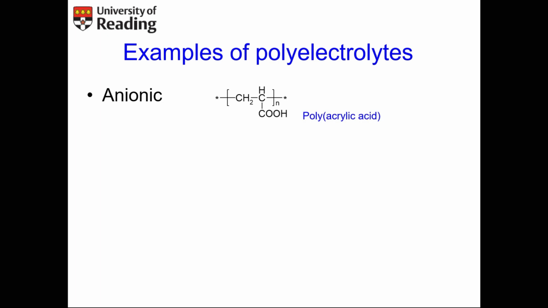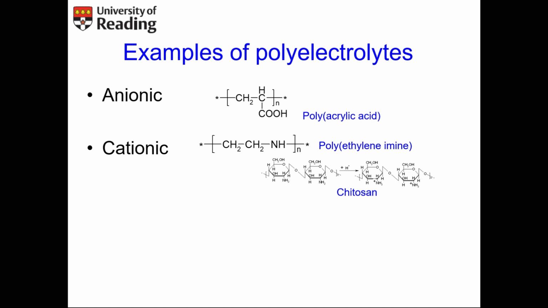To give you some examples, for anionic polyelectrolytes, it could be polyacrylic acid, another polymer whose structure you need to memorize. It has a carboxylic group. The carboxylic group could dissociate and give a negatively charged group. Then cationic polymers, for example, polyethylene imine, again another polymer to memorize. It has an NH group, a secondary amine, that could be protonated and could become charged. Or another very important example is chitosan.